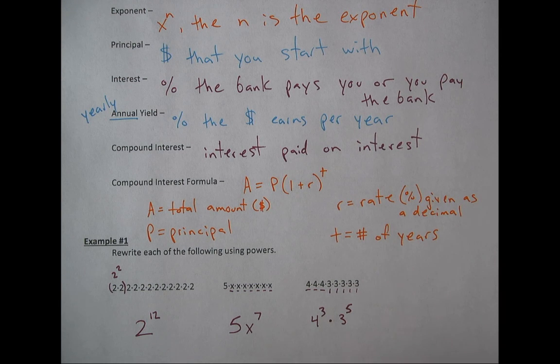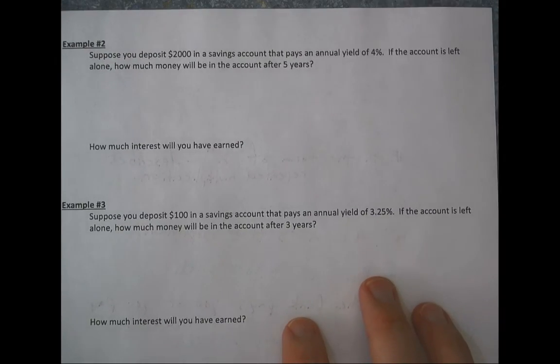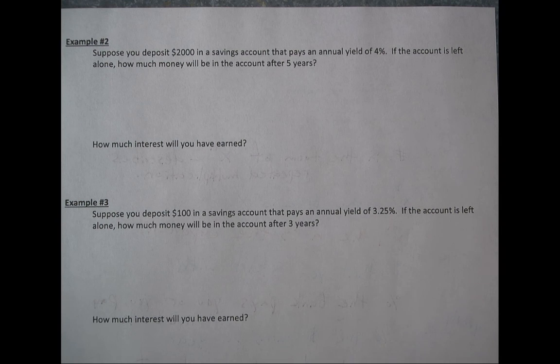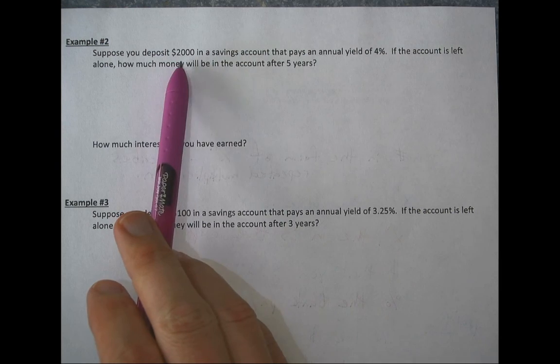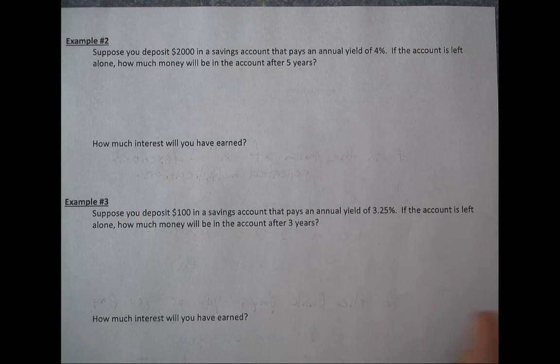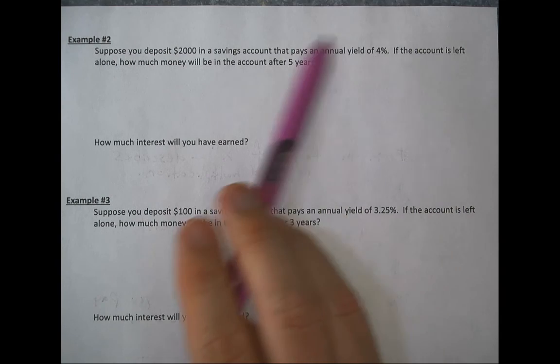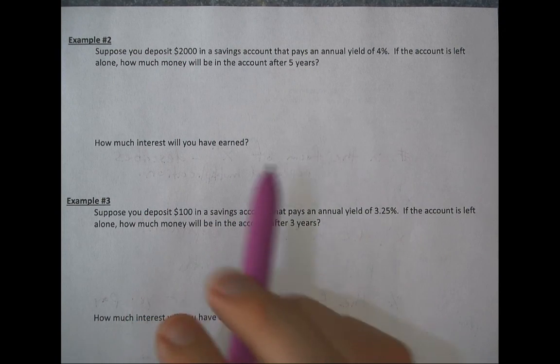So let's jump into compound interest now. So flip it over. Example number 2 says, suppose you deposit $2,000 in a savings account. It pays an annual yield of 4%, so that's your rate. So you're going to get 4% added into your account every single year. If the account is left alone, how much money will be in the account after 5 years? So you can't just take 4% of 2,000 and then add it 5 times, because you're not just getting 4% of the original amount, you're getting 4% each year.